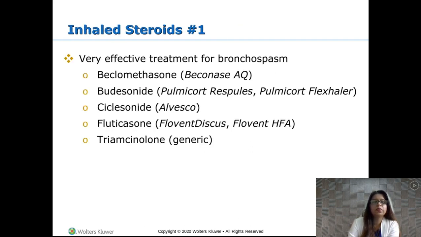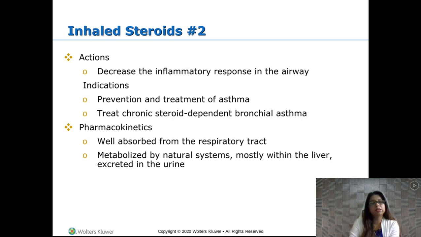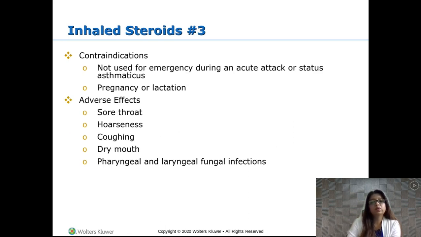So let's talk about some steroids. There are times when we have severe bronchospasm, but it is because of severe allergies or inflammatory responses. We give them some steroids to reduce the inflammation and the allergic responses. So beclomethasone, fluticasone, triamcinolone, these are very commonly used medications. They decrease the inflammatory responses, but they could increase infections because they lower the immunity, they're immunosuppressants. So adverse effects could be sore throat, hoarseness, coughing, dry mouth, or fungal infections.